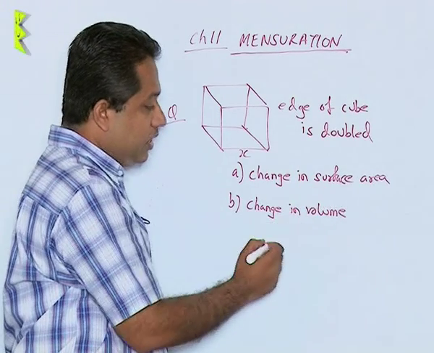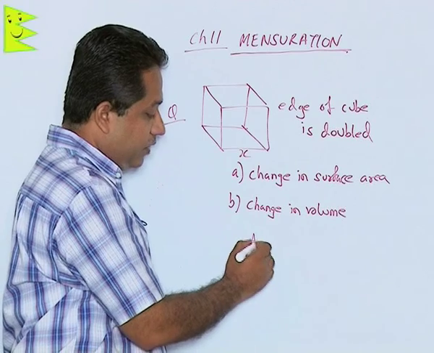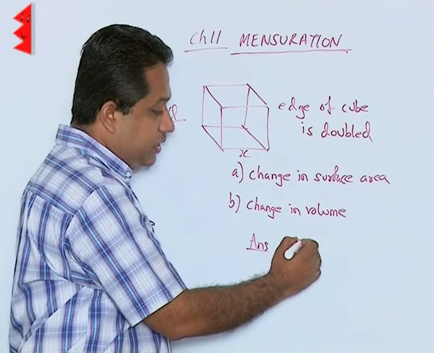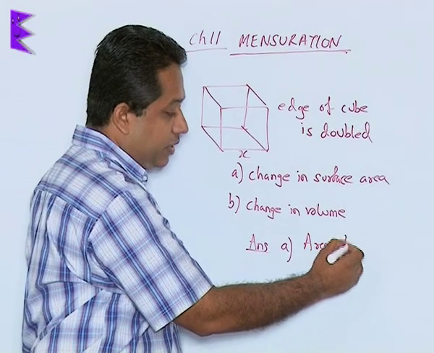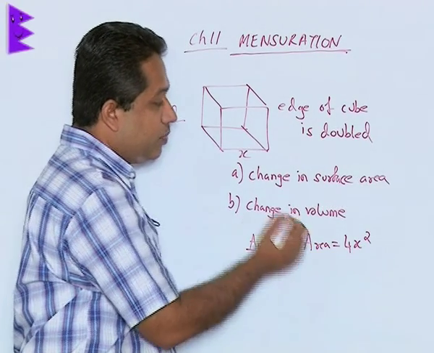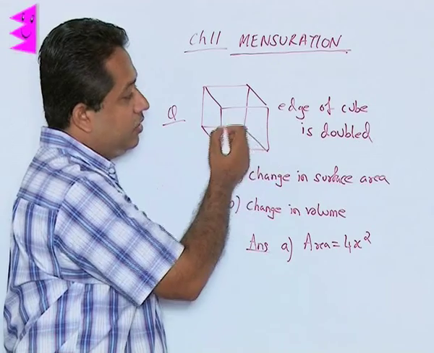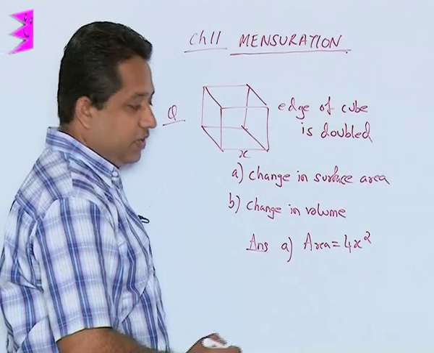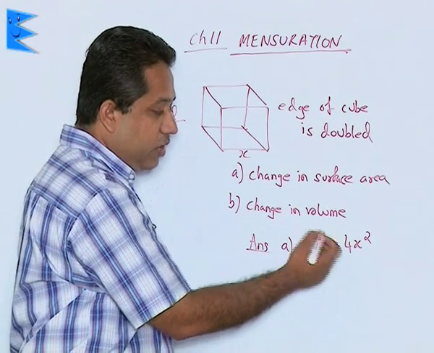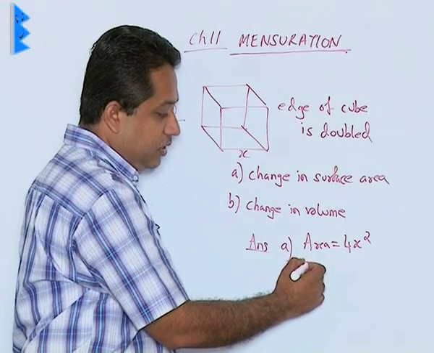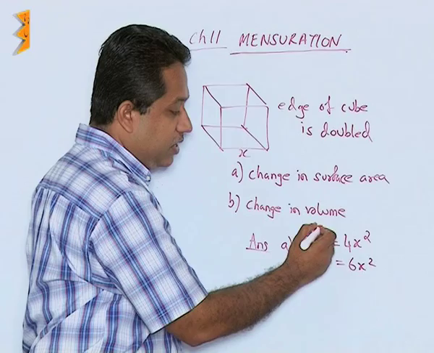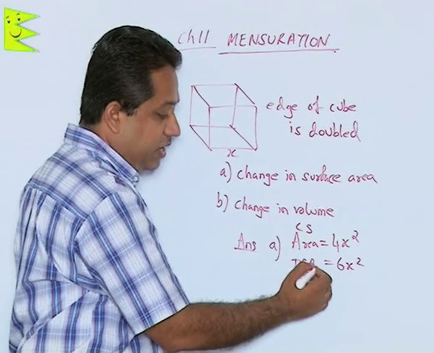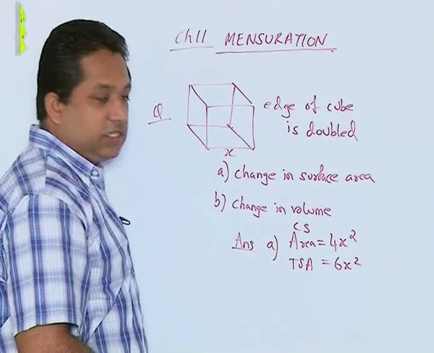Now, what happens to the surface area? Let us look at the first part. Originally, we know that the area will be 4 into x square, because we know that for a cube the curved surface area is 4x square. And if you look at the total surface area, that will be 6x square. So, we have here curved surface area and here we have total surface area, 6 side square.